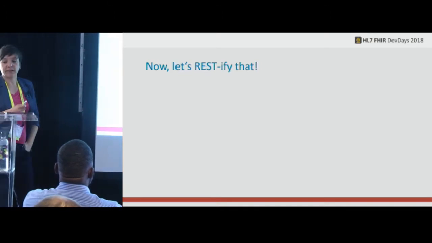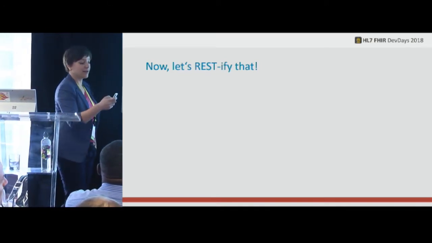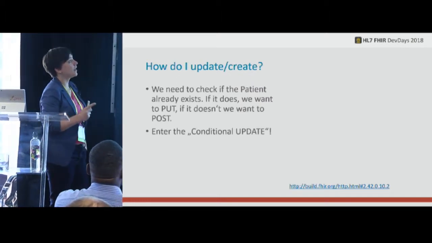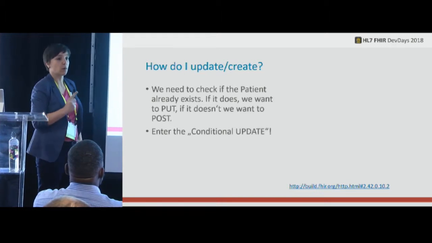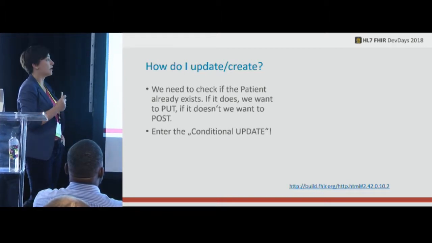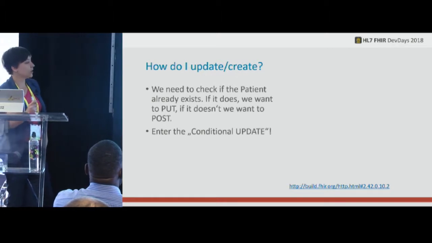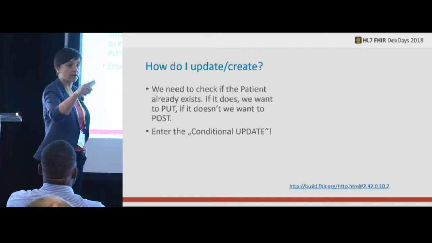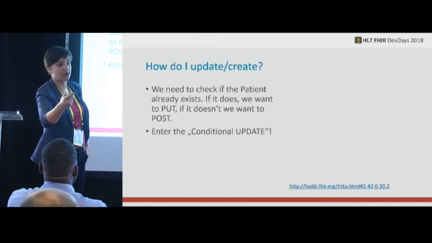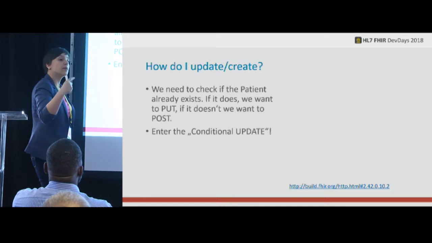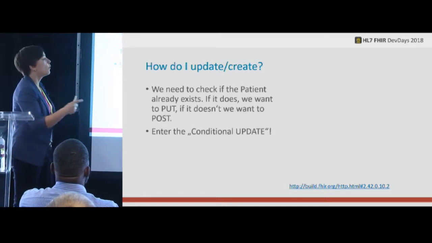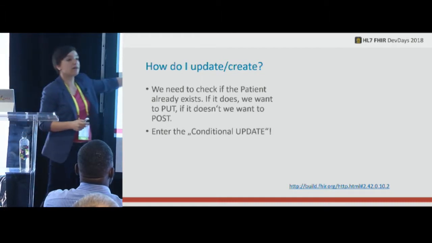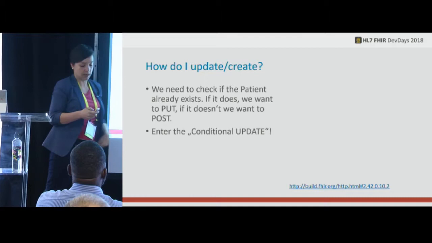So let's express this in a way that the REST API can understand what we want it to do. The first question is, how do we do this update/create if we don't really know what we want, depending on whether the patient already exists or not? What we'd usually do is perform a query on the server asking for this particular patient, probably by identifier or something, and then decide, depending on the number of results that we get, whether we want to update or create. But we can do this in one interaction thanks to the conditional update.